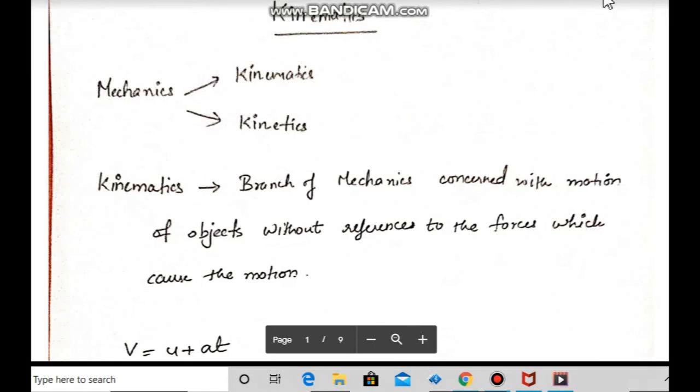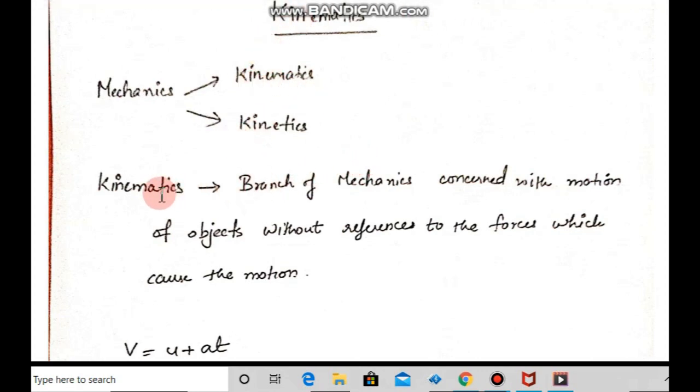Good morning, everyone. So, today's topic is on the fifth module, and the topic is kinematics. Kinematics is a part of mechanics. That is, mechanics, we already know the subject we are studying, can be divided into two parts, that is, kinematics and kinetics. So, what is kinematics?